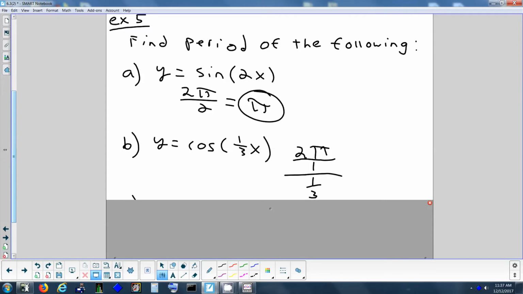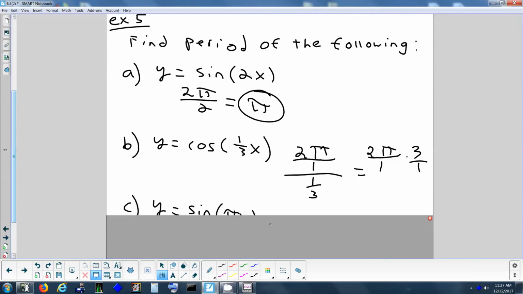How would you divide 2 pi by 1/3? What do you do? Multiply by what? The reciprocal. 2 pi times 3. How much is 2 pi times 3? 6 pi. So by putting a small number in front of x, it made the period bigger. That's how it works. In fact, how much bigger did you make the period? If it was 2 pi, now it's 6 pi.